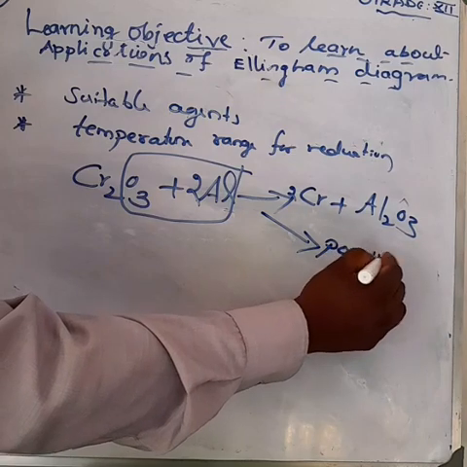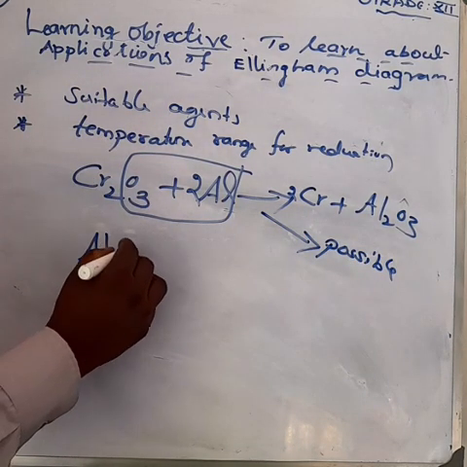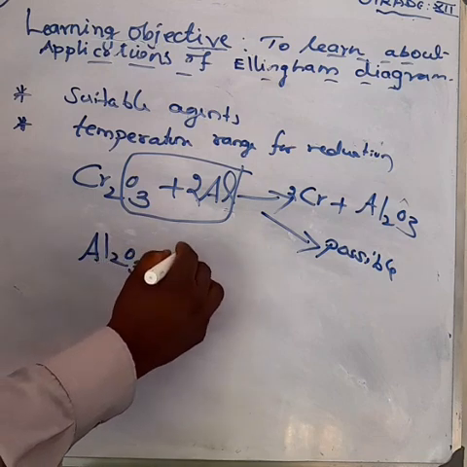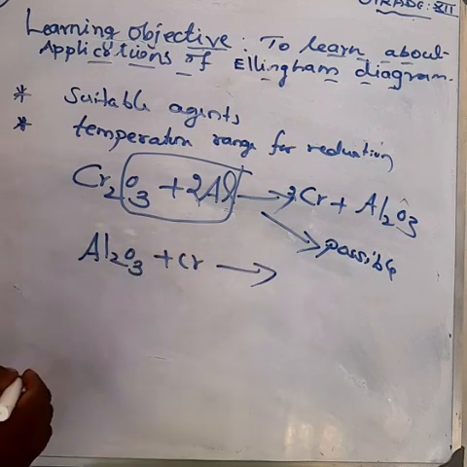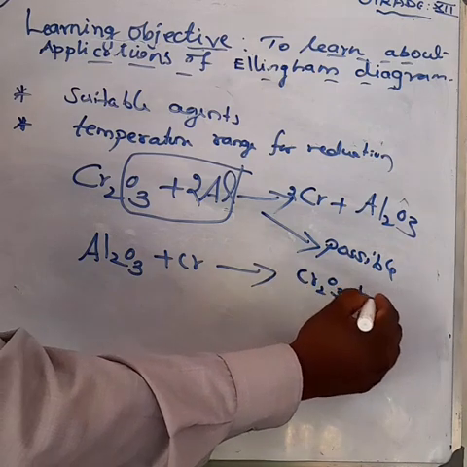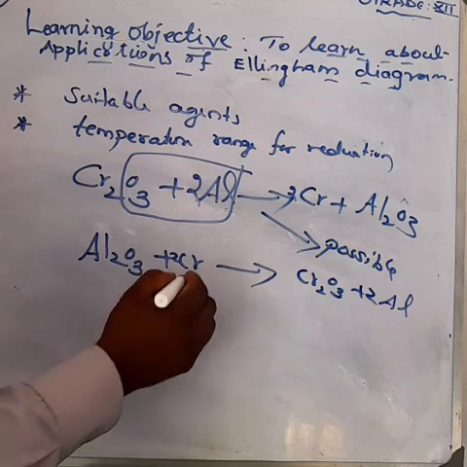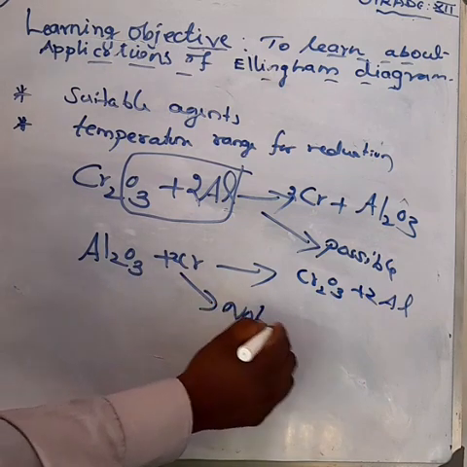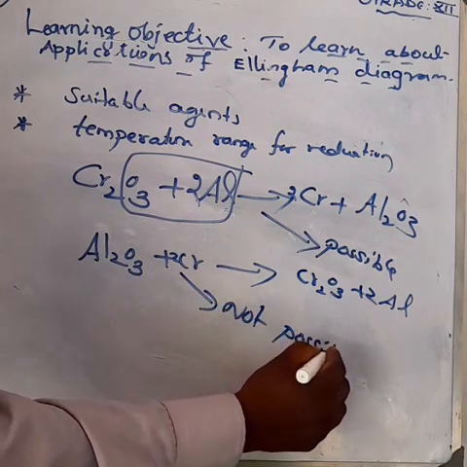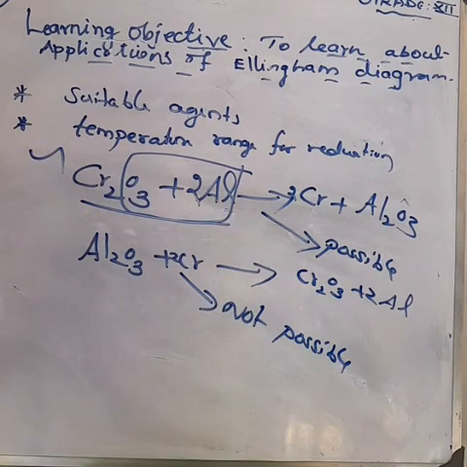When we are writing another reaction, Al2O3 combines with the chromium, and the expected product is Cr2O3 plus aluminum. We have to balance the equation. But this reaction is not possible. So which one is the possible reaction? The first reaction is the possible one. So what is the reason here?